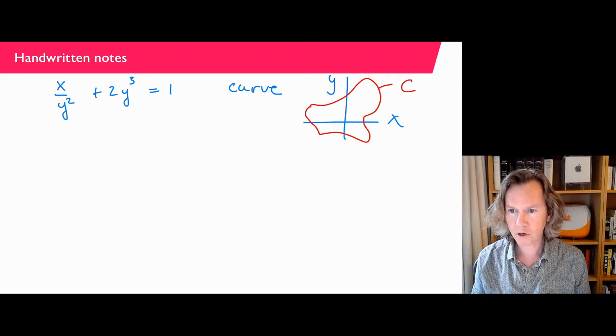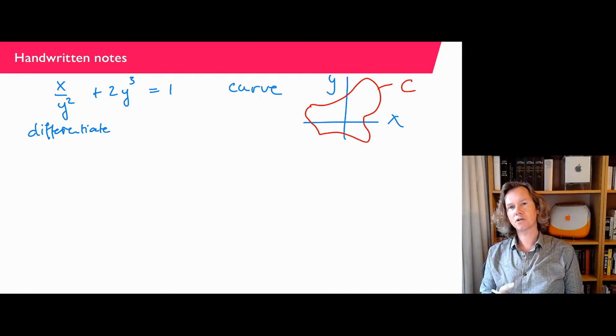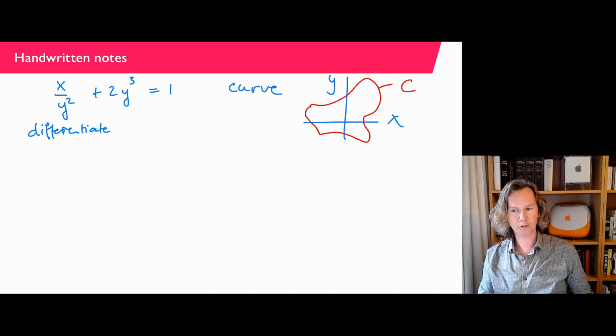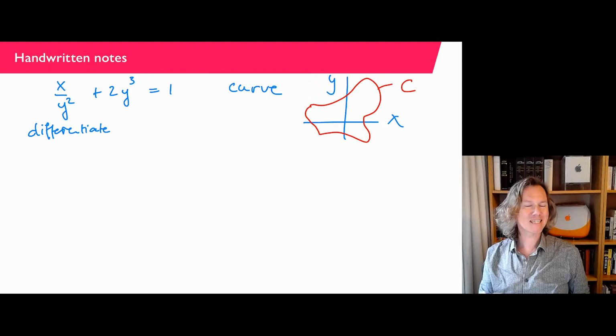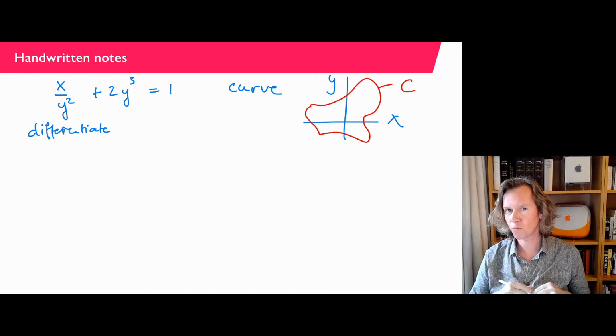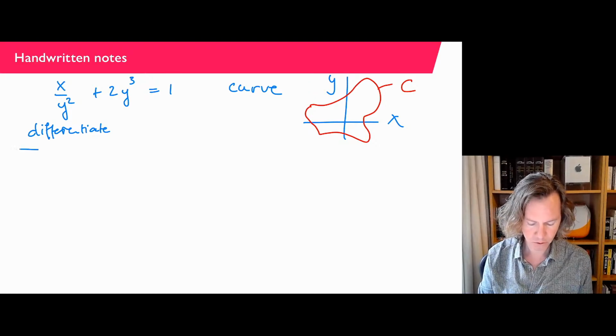Now, if you would have to differentiate this thing, well, as we have seen last time, what you could try to do is solve y as a function of x and then differentiate. But it's likely not going to work here because we have a rather complicated expression and there is a y to the power 3. That's not going to work here. So what we do is we're going to use implicit differentiation. So let's answer it here, implicit differentiation.